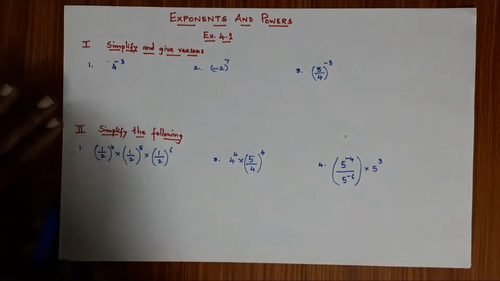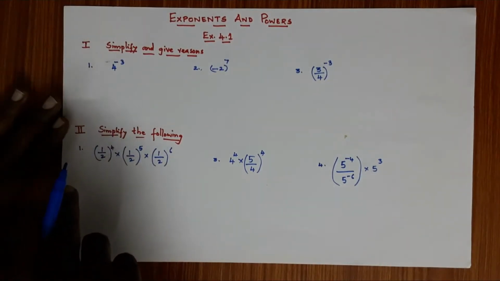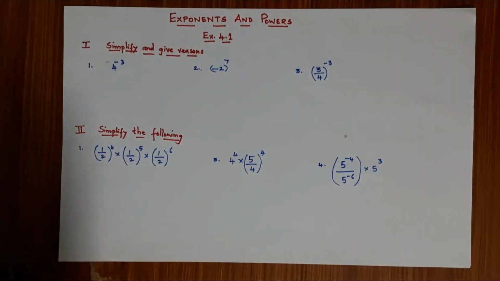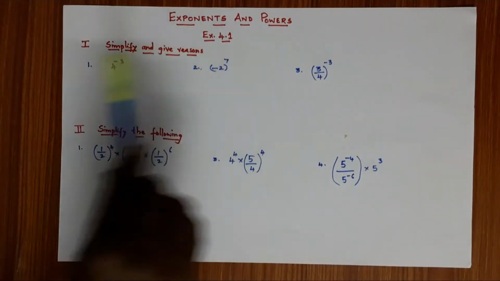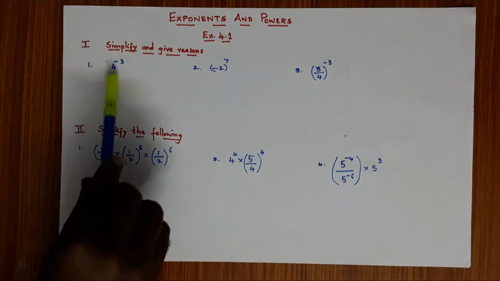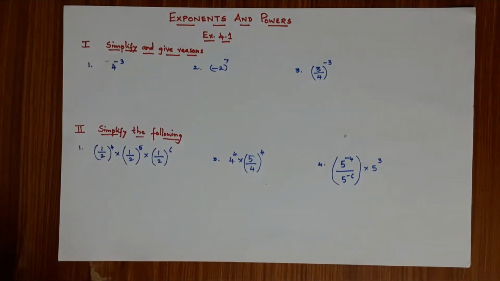Hi children, yesterday we learnt the introduction part of exponents and powers. Today let us do exercise problems, exercise 4.1. In the first bit, simplify and give reasons. Here the first one, 4 to the power of minus 3.